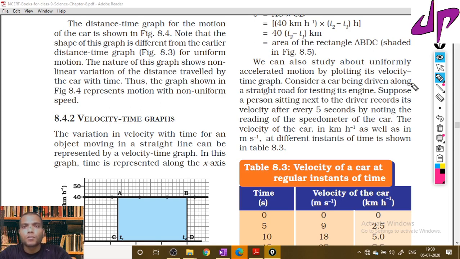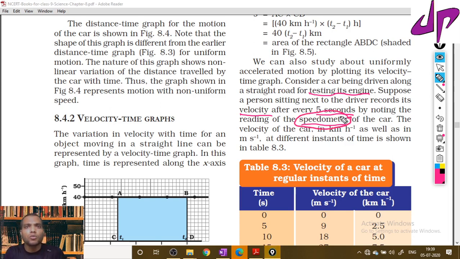Imagine a situation. You want to test a car's speed. So you and your friend are testing a car engine, and your friend is driving and you sit next to him, and your work here is recording the velocity of the car by using the speedometer in the car every 5 seconds. You are allowed to drive on a straight road, so you can increase the speed as much as you can, because you want to test the engine. Since it is a straight road, you move in a straight line, so we are able to know the velocity of the car from the speedometer.